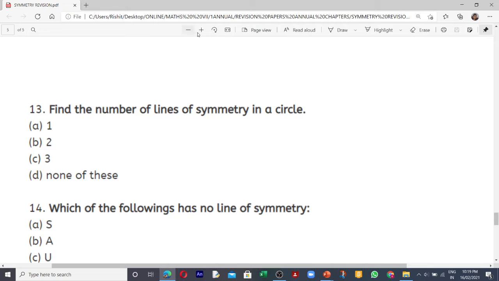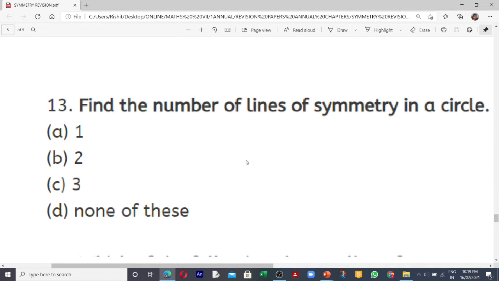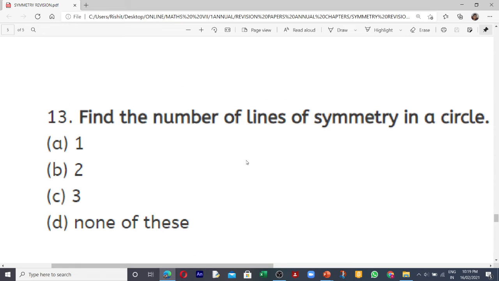Question number 13. Find the number of lines of symmetry in a circle. Find the number of lines of symmetry in a circle, children. What will be the answer? Okay, you all are writing. 13th answer. Come on. Answer number 13.